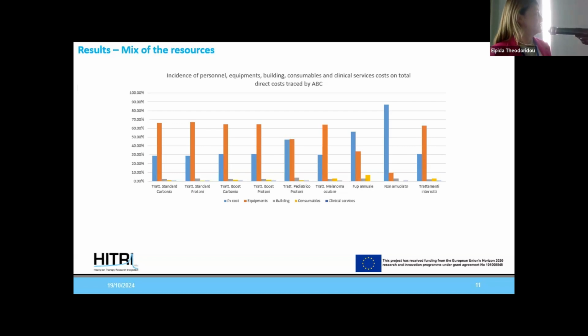This graph shows the impact in terms of percentages of the different types of resource within the different cost objects. The orange column represents the equipment, and this is an obvious result considering that we are using the synchrotron, and it is much higher than personnel, which is in blue, while it is more well balanced in the case of the pediatric patient, because a pediatric patient involves more personnel for assistance to the child.